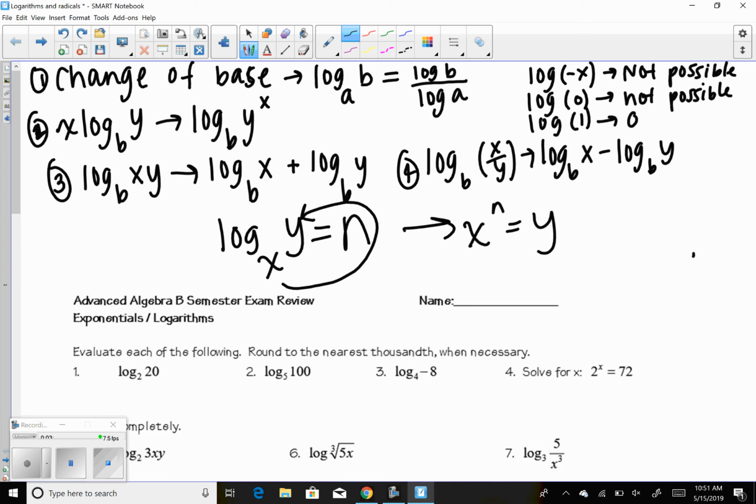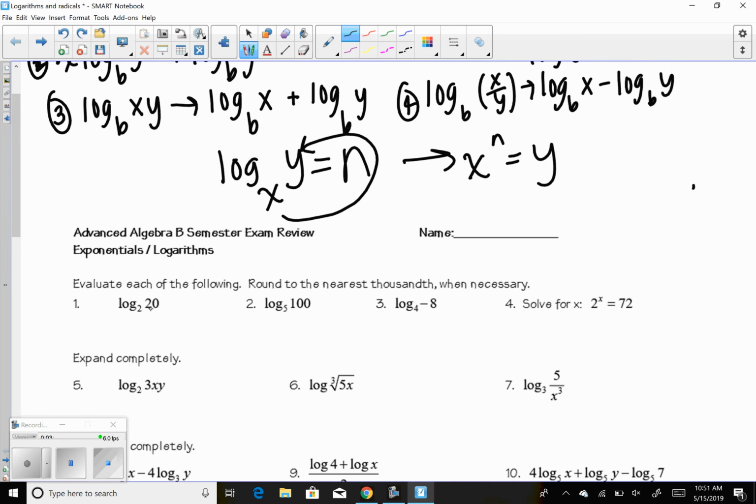So when I come down here to number 1 and I see log base 2 of 20, if I were to set it equal to x, it would be 2 to the x power equals 20, and you can't really do that. So you need to use change of base: log of 20 divided by log of 2. The base goes to the bottom. You plug that into the calculator: log 20, close the parenthesis, divided by log 2, and press enter, and you should get 4.322. Nearest thousandth, that's 3 decimals.